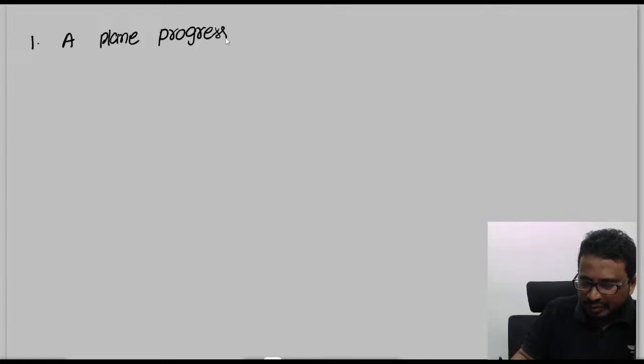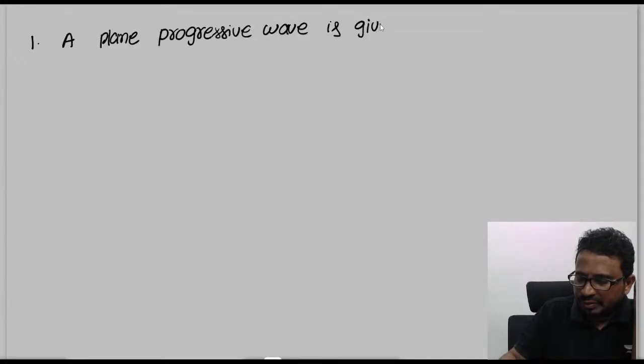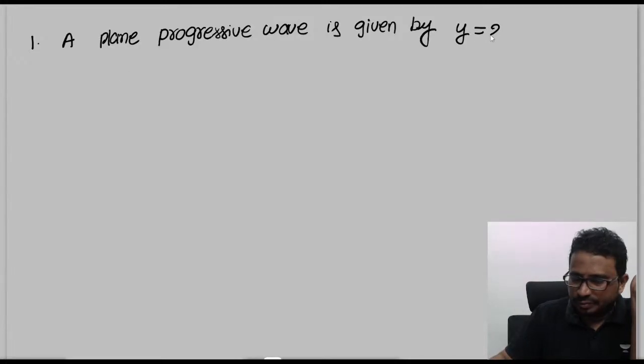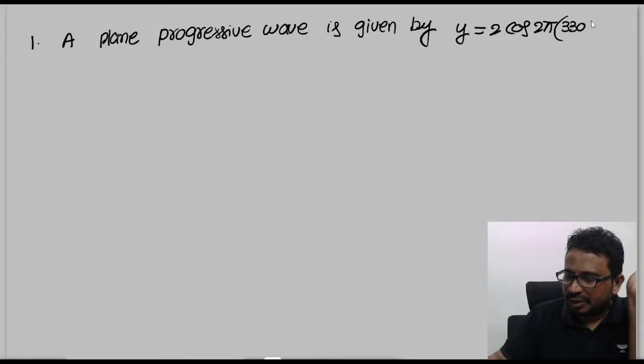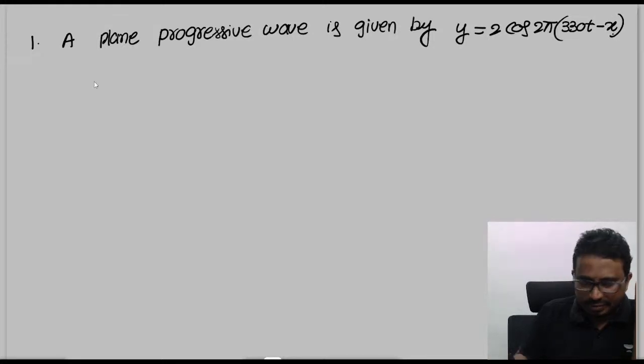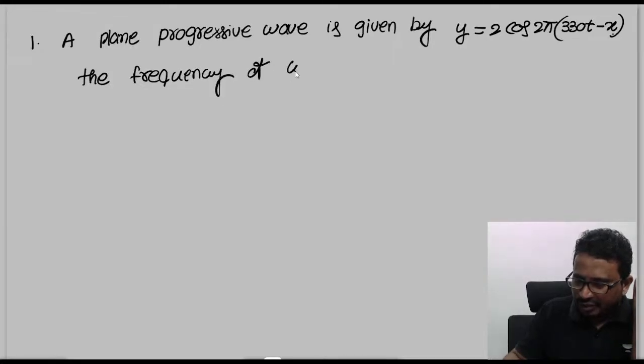Right. If you have to see some problems, take this one here. A plane progressive wave is given by y equal to 2 cos 2π(330t minus x). The frequency of the wave is?